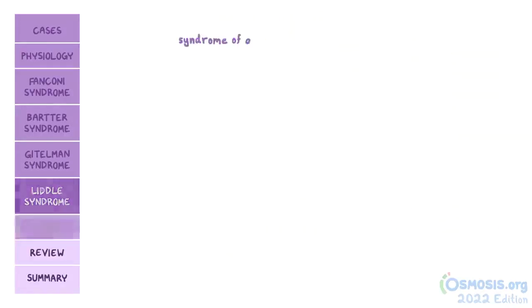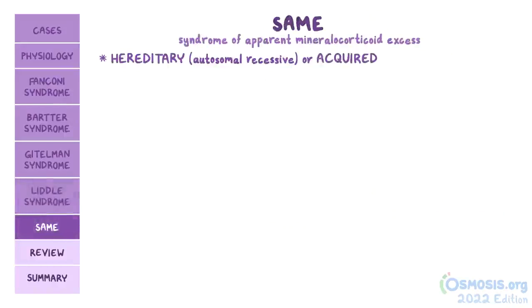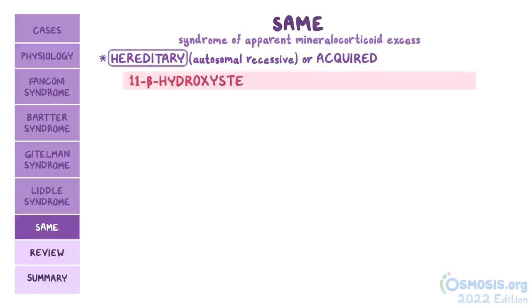Finally, there's syndrome of apparent mineralocorticoid excess, or SAME. This can be hereditary and transmitted in an autosomal recessive pattern or acquired. With hereditary SAME, there's 11-beta-hydroxysteroid dehydrogenase deficiency.